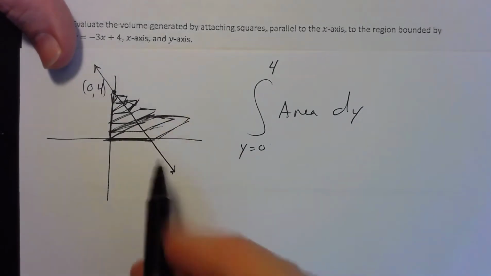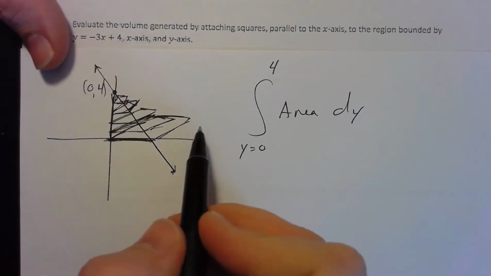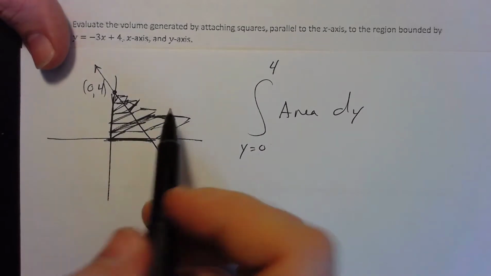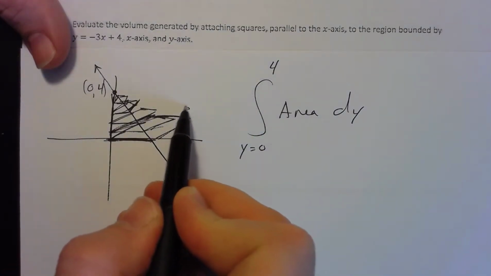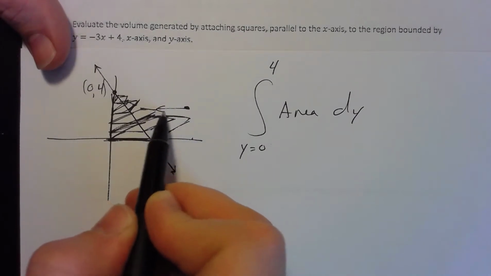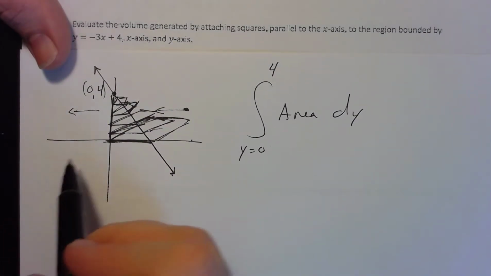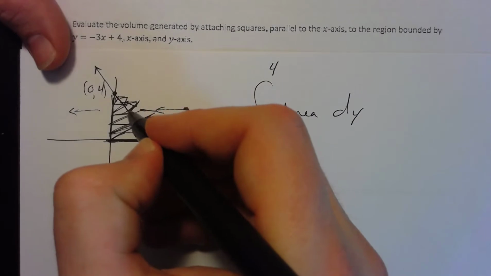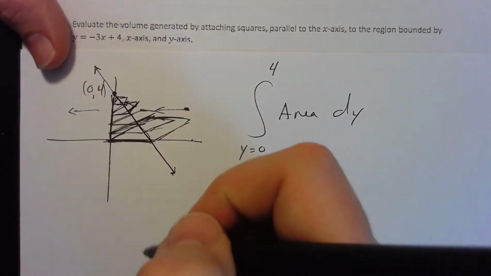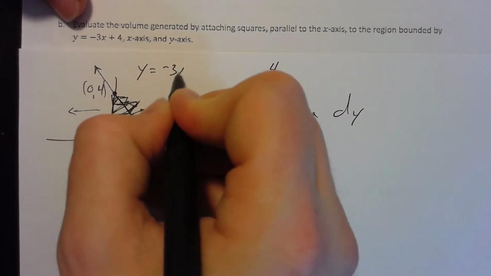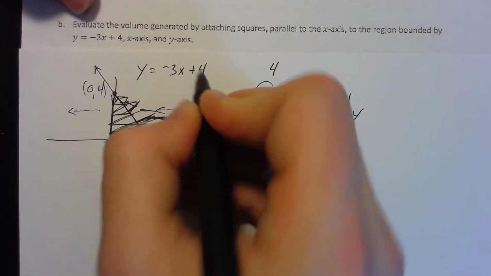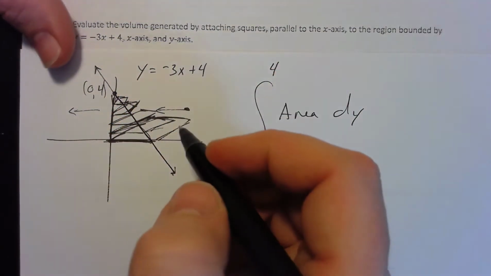My next step here is to determine the function that's on top. You'll notice if I'm cutting this function in terms of y, I must go from the positive side of x over here to the negative side of x over here, which tells me that this function right here is the function that's on top. So I'm going to have to take that function, which again was y equals negative 3x plus 4, and solve that for x equals.